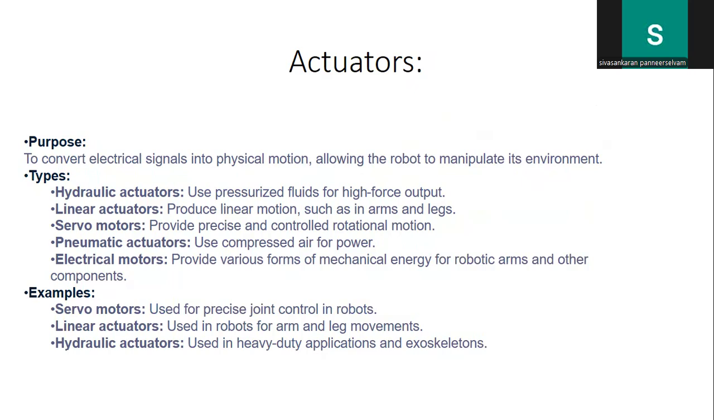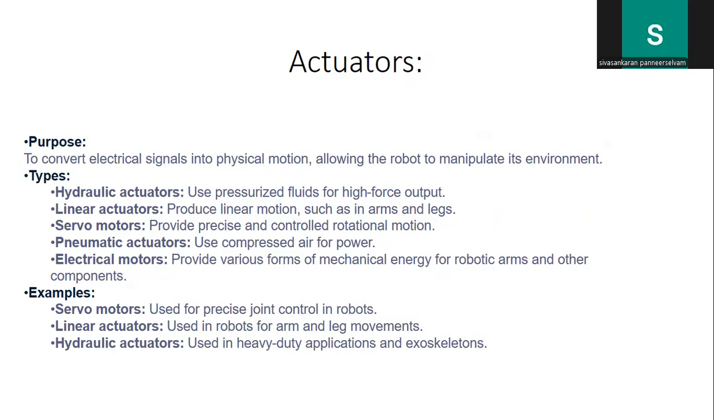So what are the different types of actuators? Hydraulic actuators use high pressurized fluids for producing more force output. Linear actuators produce a straight line motion to adjust the arm and leg. Servo motors provide precise and controlled rotational motion. Pneumatic actuators use highly compressed air for power. Electrical motors provide various forms of mechanical energy for the robotic arm and other components.